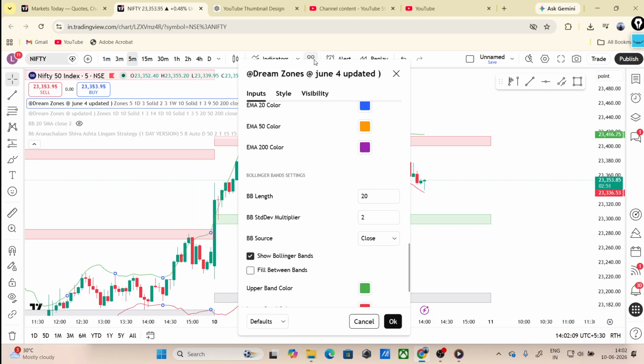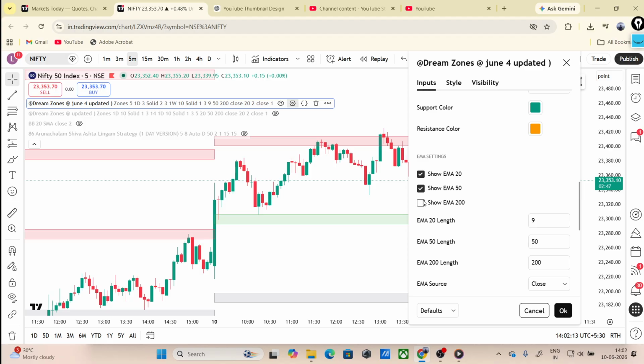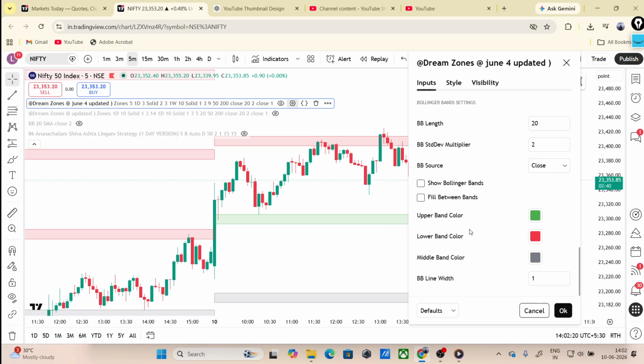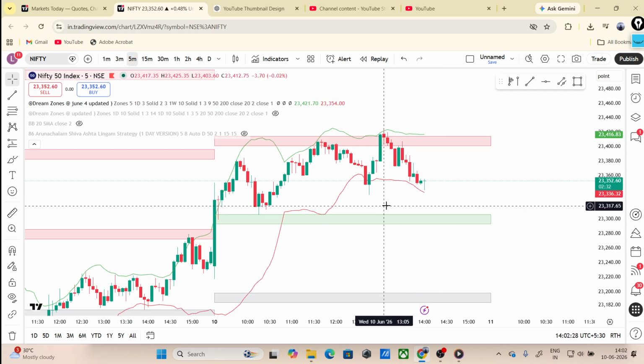If you click on Bollinger Band it will show. If you click on EMAs, see here. So I am using, sorry, Bollinger Band for better entries. I don't want the midline, that thing is unnecessary. Okay, I don't want the midline.